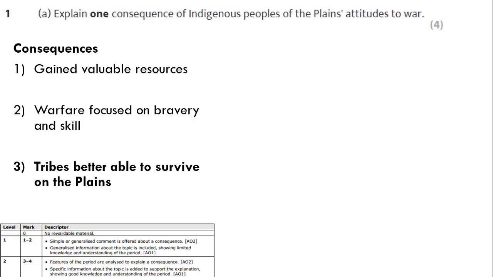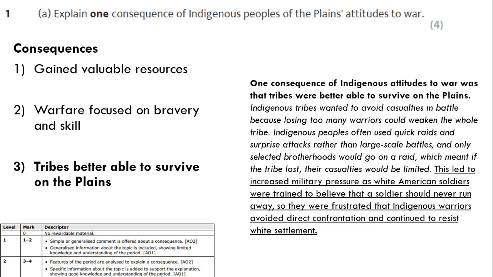Our final consequence then of the attitudes to war is that the tribes were better able to survive on the plains. Here's our paragraph. One consequence of indigenous attitudes to war was that tribes were better able to survive on the plains. Indigenous tribes wanted to avoid casualties in battle because losing too many warriors could weaken the whole tribe. Indigenous peoples often used quick raids and surprise attacks rather than large-scale battles, and only selected brotherhoods would go on a raid, which meant if a tribe lost, their casualties would be limited.